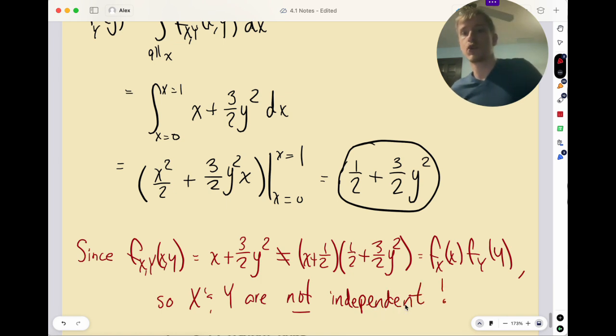Joint distributions in general involve a lot of double integrals, which can be really tricky, so I recommend going really slowly when you do those problems. In the next video, we're going to explore a couple of really interesting examples.